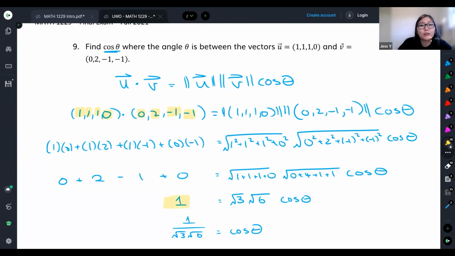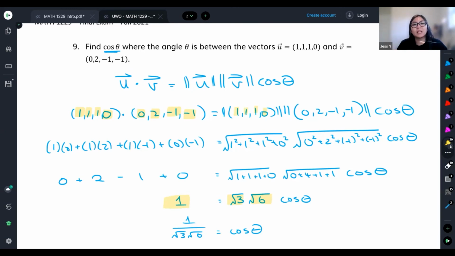And then on the right, you're using the length formula. So you're squaring each of your numbers, adding them together, and then finding the square root. So the length of u should be square root of 3. Length of v should be square root of 6. And then at the end, when you solve for cosine of theta, you just divide the 1 and the root 3, root 6. You don't have to do anything else.